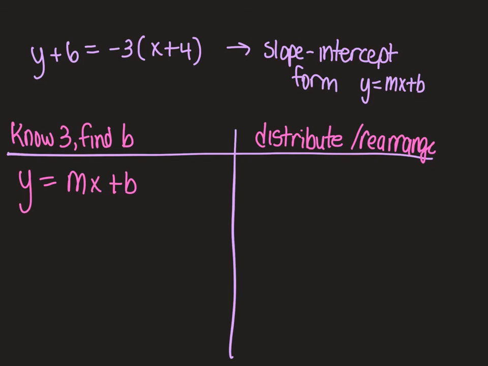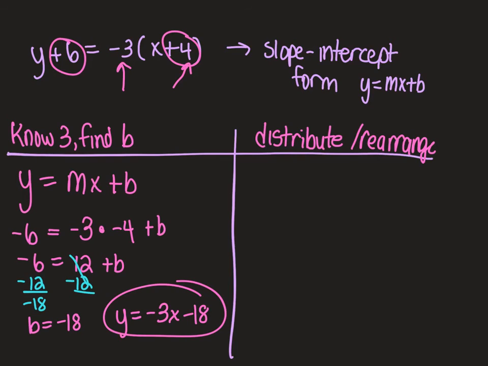I know that Y is negative 6 because it's the opposite of whatever it says up there, the opposite sign. I know that M is negative 3 because it's in front of the parentheses. And I know that X is negative 4 because it's the opposite of whatever's there. So this is just like the last lesson. You know 3, you can find B.